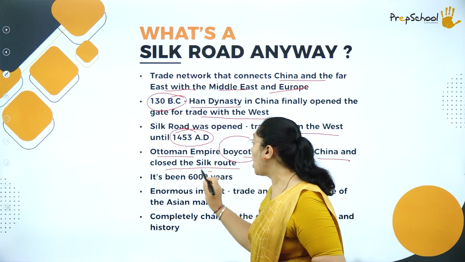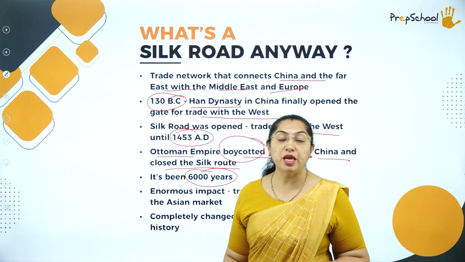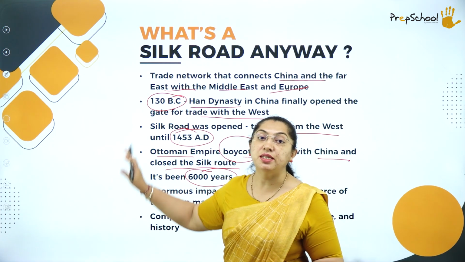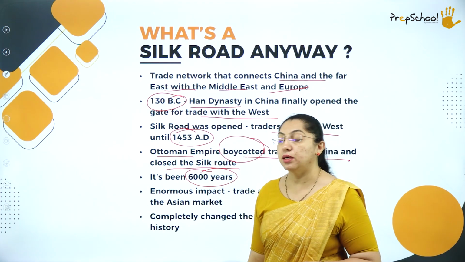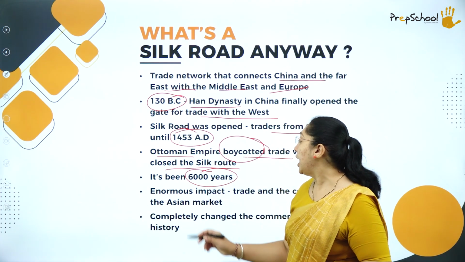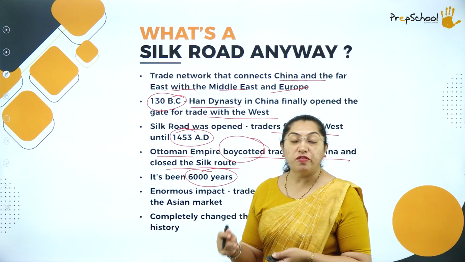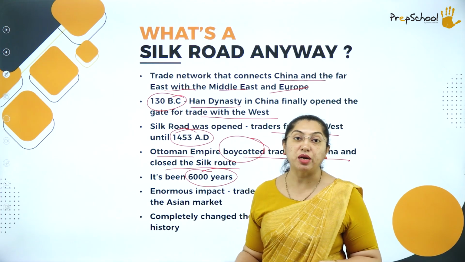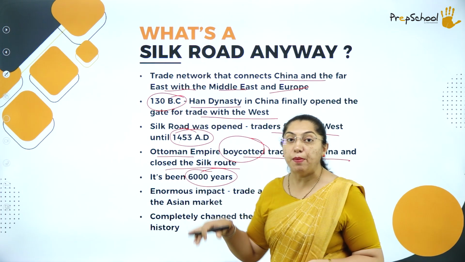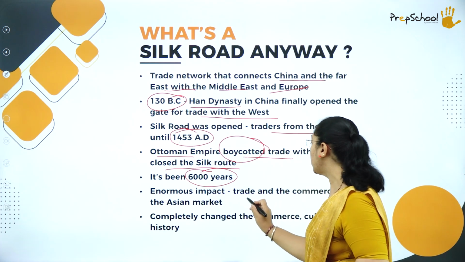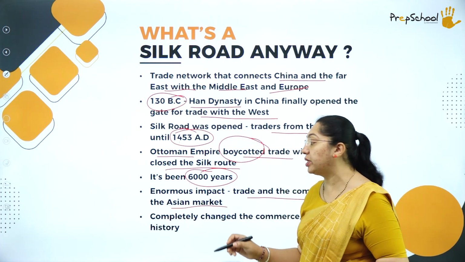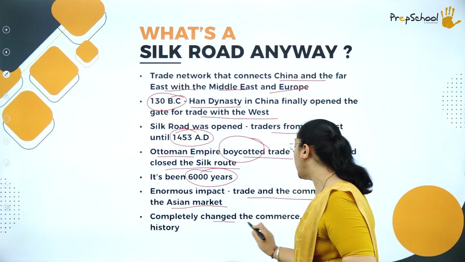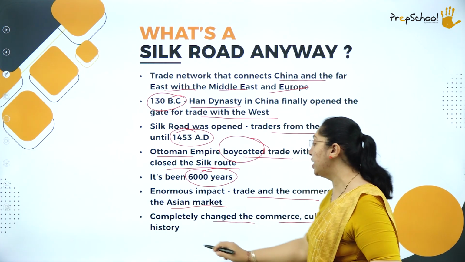It's been 6,000 years. Since how many years? From 6,000 years, the trade route was completely stopped by the Ottoman Turks. So what happens then? An enormous impact. After the trade routes were completely shut by the Turks, there was an impact. Impact on what? Impact on trade and commerce, that is, the Asian markets. Not only that, it even completely changed the commerce culture and the history.